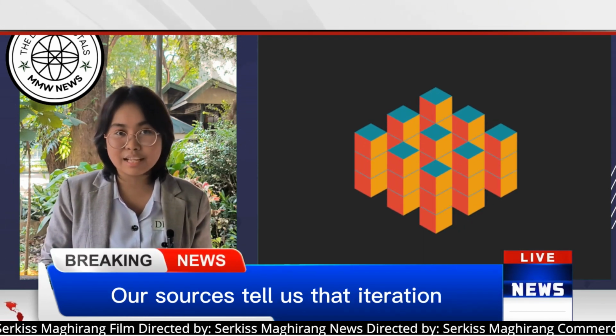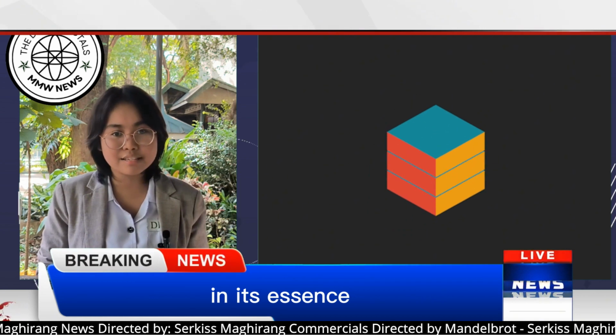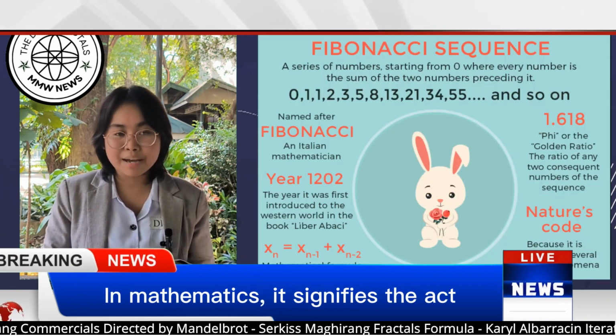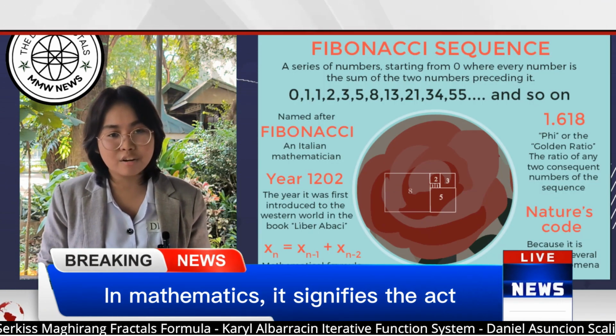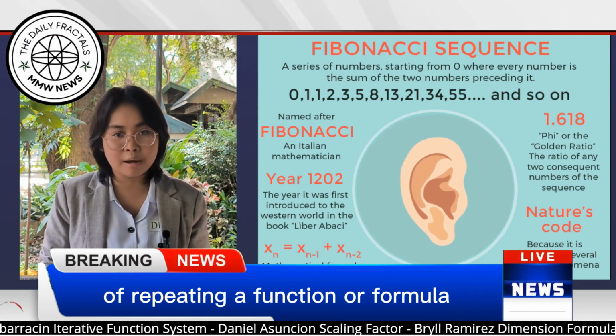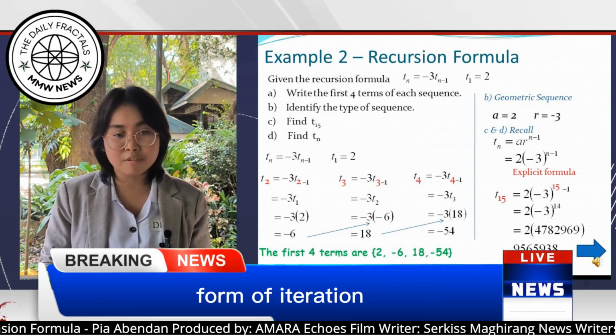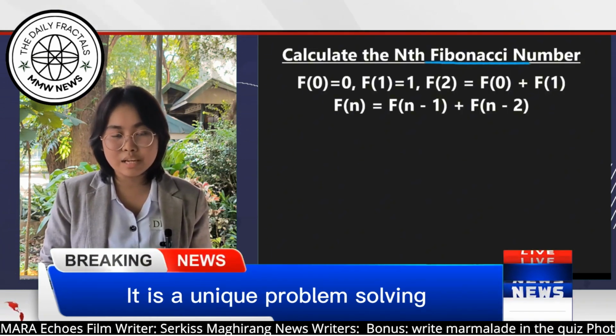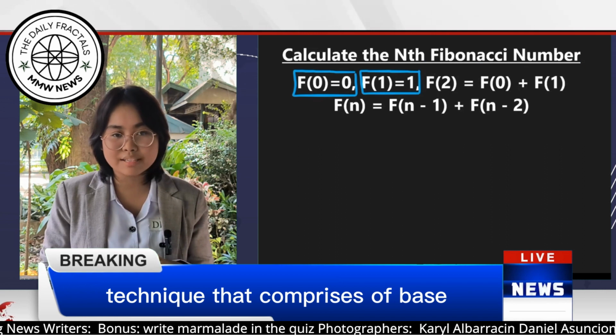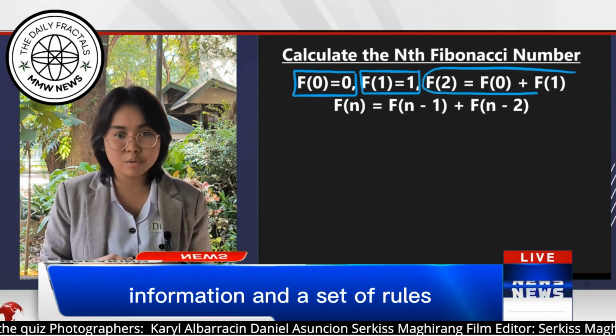Our sources tell us that iteration, in its essence, is synonymous with repetition. In mathematics, it signifies the act of repeating a function or formula. On the other hand, recursion presents itself as a specialized form of iteration. It is a unique problem-solving technique that comprises a base information and a set of rules.